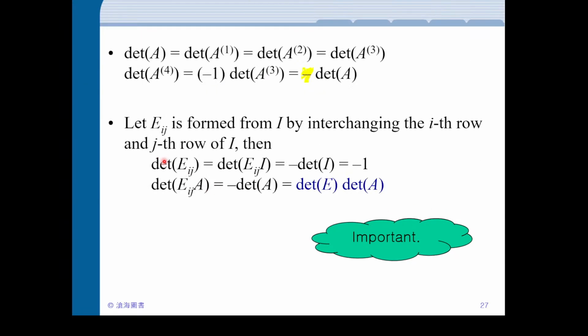And I guess here we use the fact that it is just doing a row operation on the identity, and the determinant of the identity is 1.